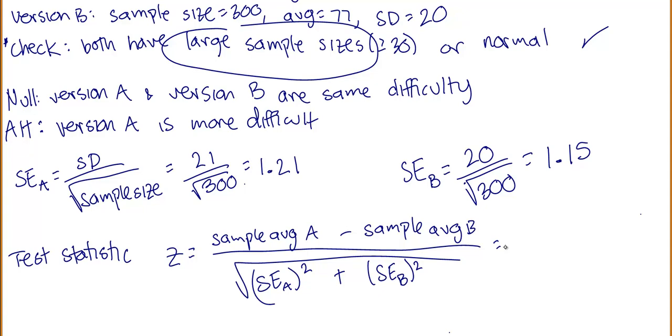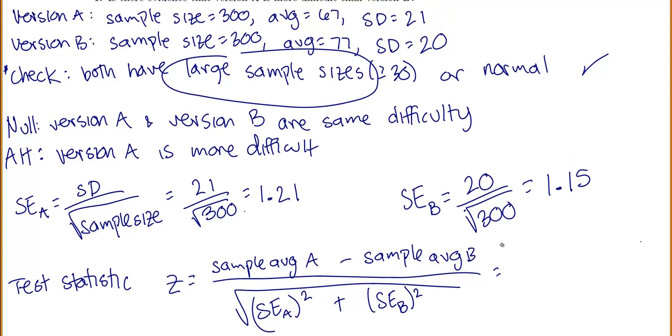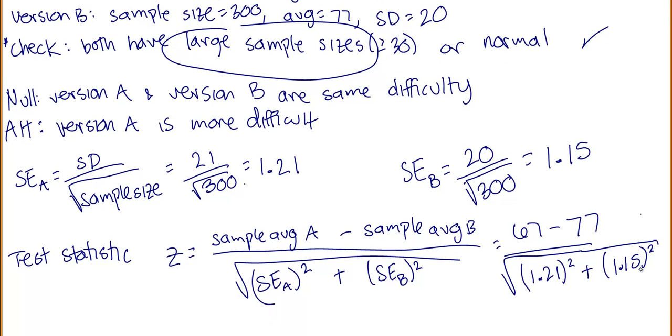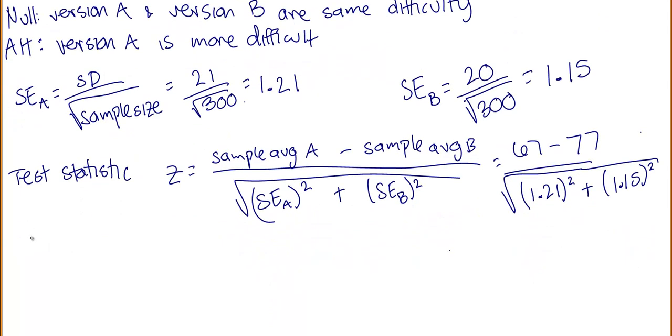So let's plug everything in. The sample average for A, the average is 67, minus the sample average for B of 77, over the square root of my first standard error, 1.21, squared, plus my next standard error of 1.15 squared. So everyone go ahead and make sure you can put this in your calculator. It might be difficult to get the correct answer.